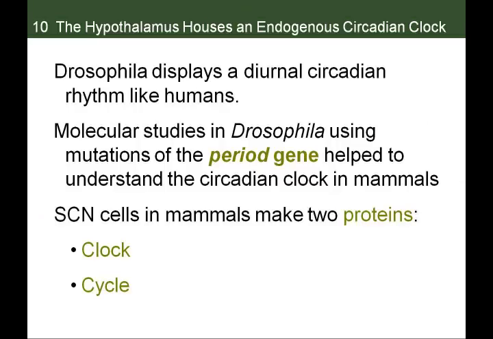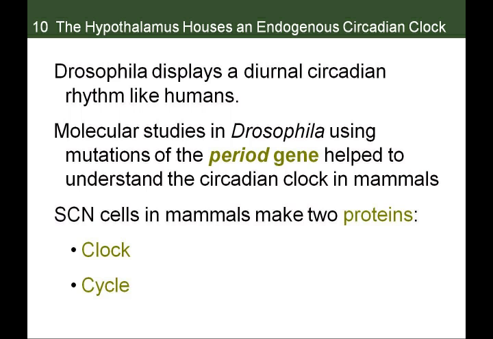Does anybody know what Drosophila means? Does anybody know what phil means? Like, to like, exactly. To like or to love. Drosophila means liking or loving sweets, which is the fly. Okay, so the fly also has diurnal circadian rhythms, just like humans. So we can look at the molecular mechanisms for sleep by studying Drosophila and by creating mutations in Drosophila to see what happens and how it affects the sleep cycle.